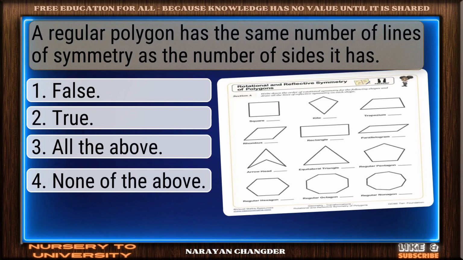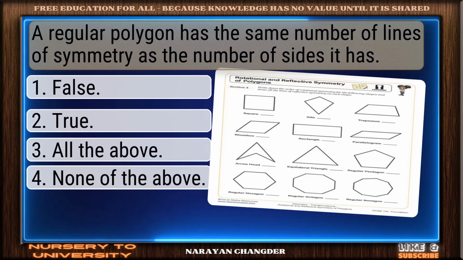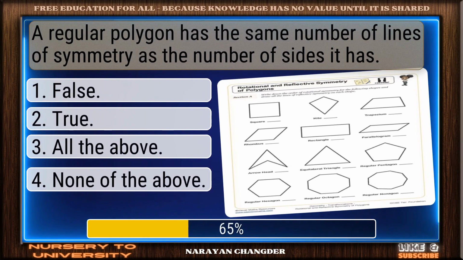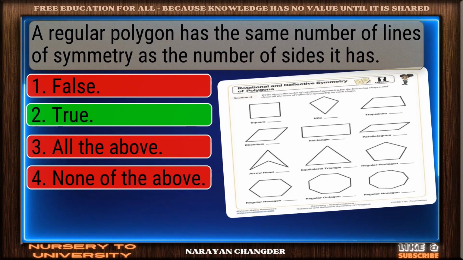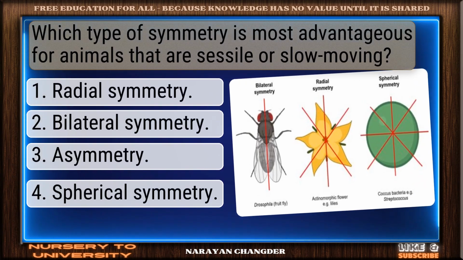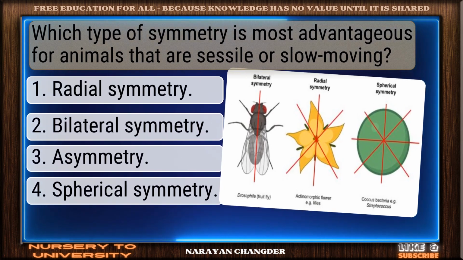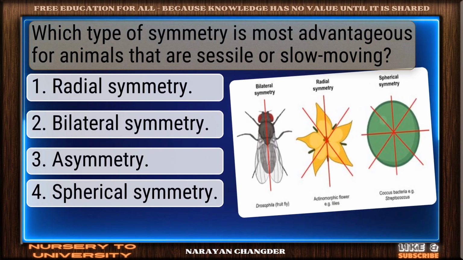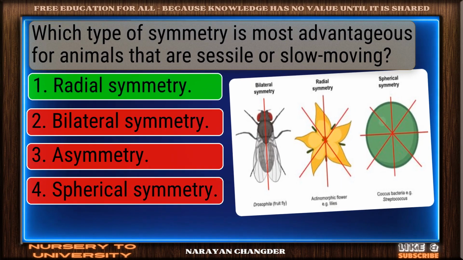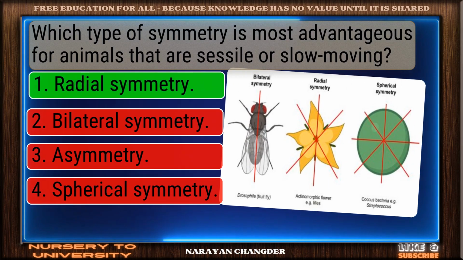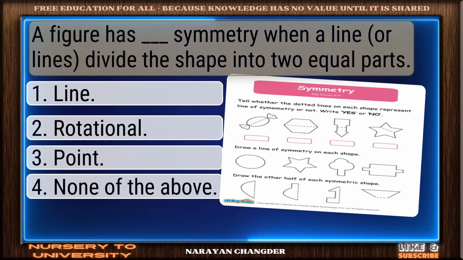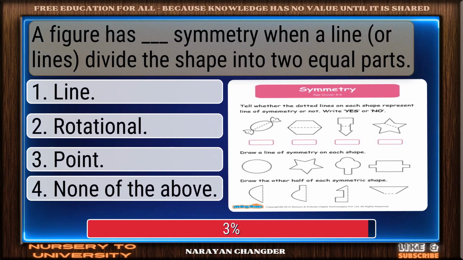A regular polygon has the same number of lines of symmetry as the number of sides it has. Smart move. True is an accurate answer. Which type of symmetry is most advantageous for animals that are sessile or slow moving? Good job. Your answer, radial symmetry, works well here. A figure has dash symmetry when a line divides the shape into two equal parts.